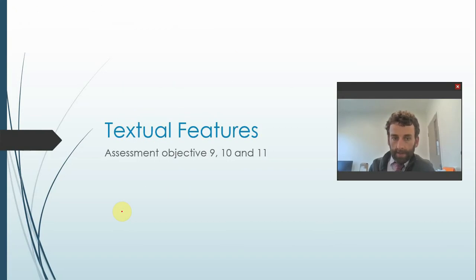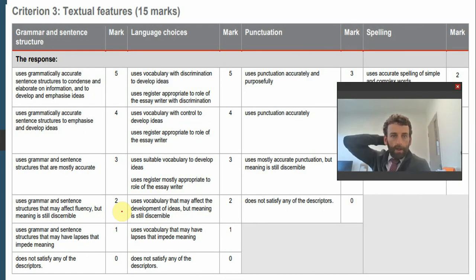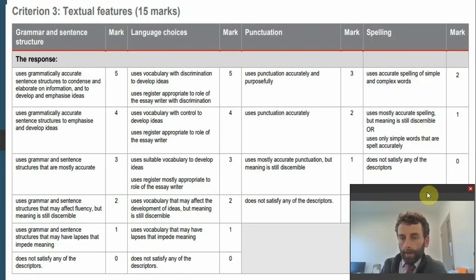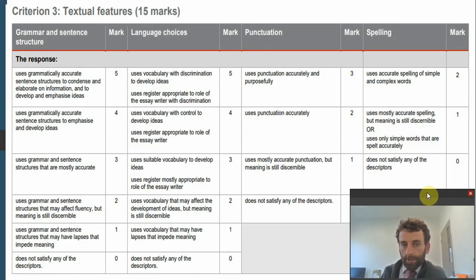Textual features, these are 9, 10, and 11. We've got 15 marks here. You can get 15 marks for this exam and essay just through how you write. Okay, forgetting about the content, forgetting about incorporation of quotes, which will become important because you need to use quotation marks and all of that, but you can get 15 marks just by writing correctly, using punctuation correctly, spelling words correctly, using effective vocabulary, and using good grammar and sentence structure.